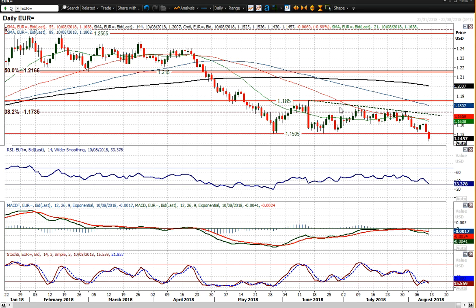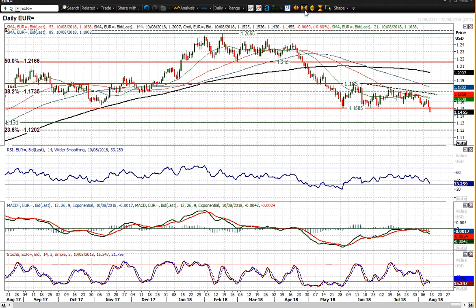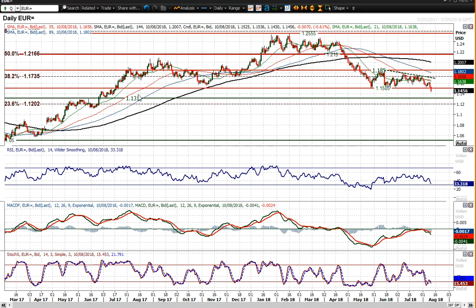Now, in terms of the downside break, you'd say about 350 pips is the depth of that range. So you project that downwards, and what does that give you? Around about 1.1150. So if you zoom out, you can see that the euro is now trading at the lowest level since July 2017. 1.1310 is the next real support that comes in.